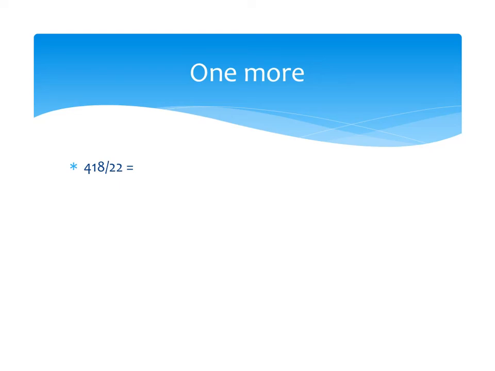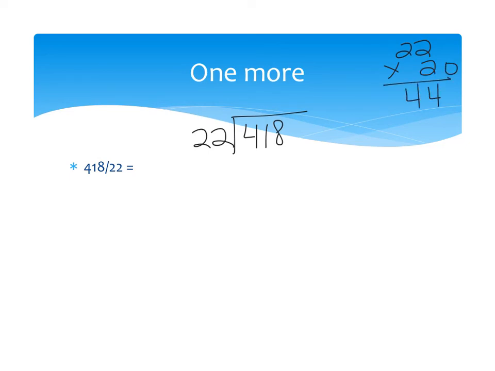One more example for your viewing pleasure. 418 divided by 22. Hopefully at this point you're starting to catch on to how this partial quotients works. Let's see what 22 times 2 is to see if I could do it times 20. 2 times 2 is 4, 2 times 2 is 4. That would be 440. Too big. Better stick to 22 times 10.